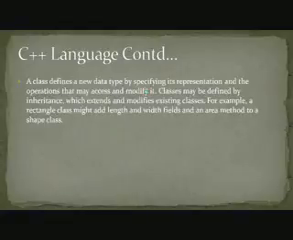A class defines a new data type by specifying its representation and the operations that access and modify it. Classes may be defined by inheritance, which extends and modifies existing classes. For example, a rectangle class might add length and width fields, and an area method to a shape class.